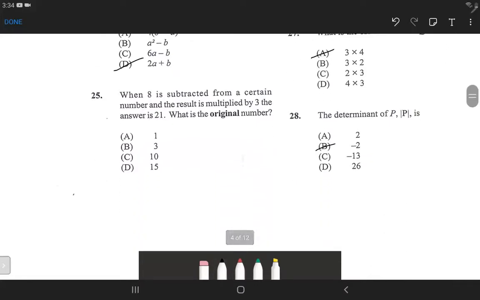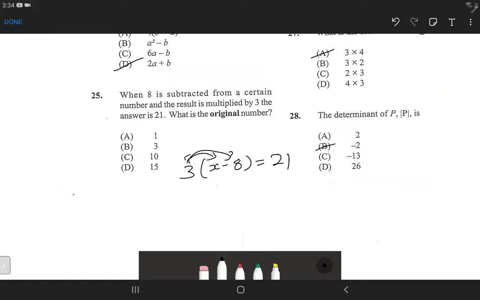When 8 is subtracted from a certain number, the result is multiplied by 3. So let's see. We have x minus 8, that is multiplied by 3. The answer is 21. What is the original number? Well, let's solve for x. So we have 3x minus 24 is equal to 21. Carry across. So we have 3x is equal to 21 plus 24 because it's negative. That is 45.